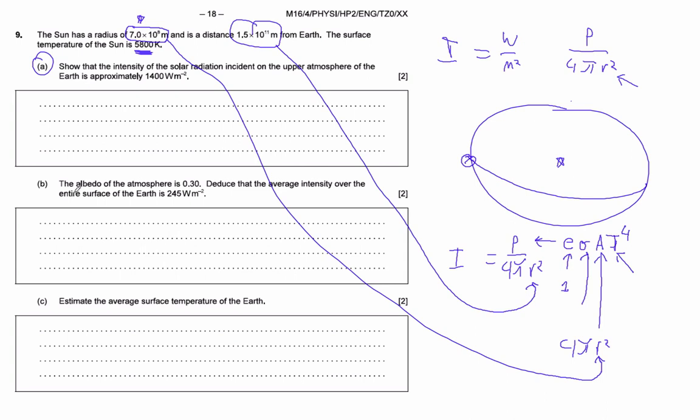Let's see. The albedo of the atmosphere is 0.3. Deduce that the average intensity over the surface of the Earth is 245. And so what you're going to do, the first thing is that 30% gets reflected, right? So take that number and multiply whatever the answer is here by 1 minus 0.3, or 0.7, and that's how much makes it through the atmosphere.